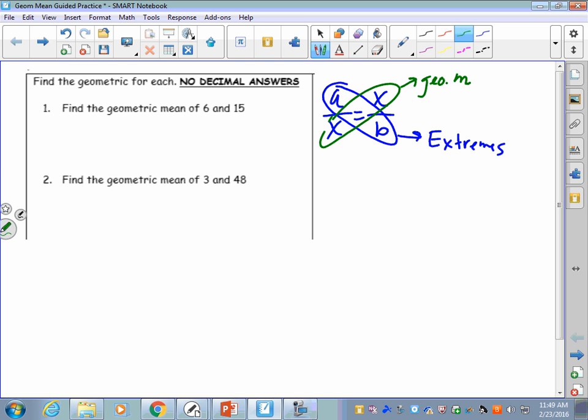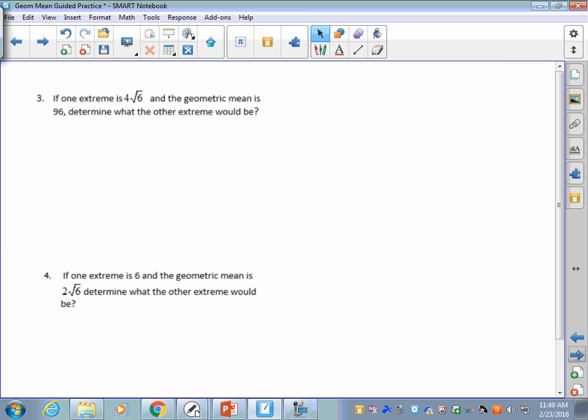I'm just going to abbreviate that. So I can set up the proportion as such to find the other extreme, or I can use the simplified representation, because when I cross multiply, I get x squared equals a times b. And to get to that x, I'm going to take the square root of a times b. All right, so on this first one, we did the 96.